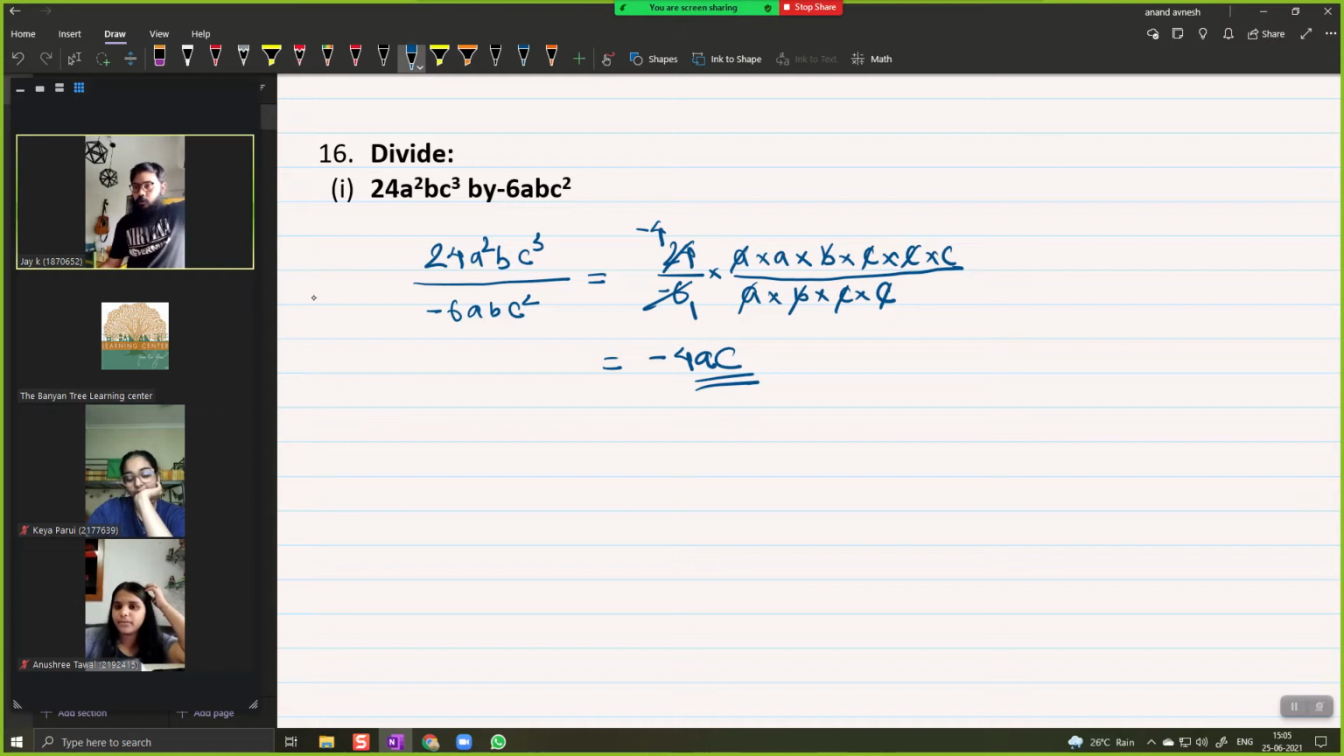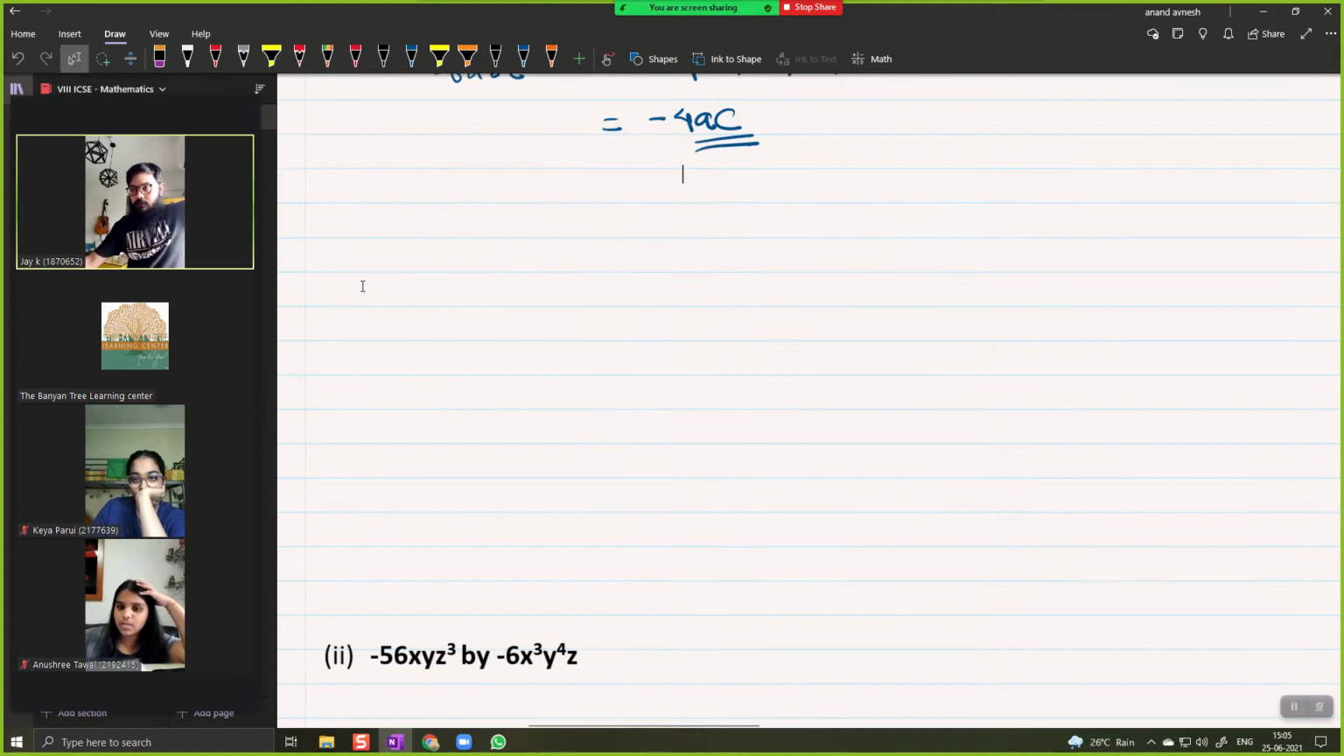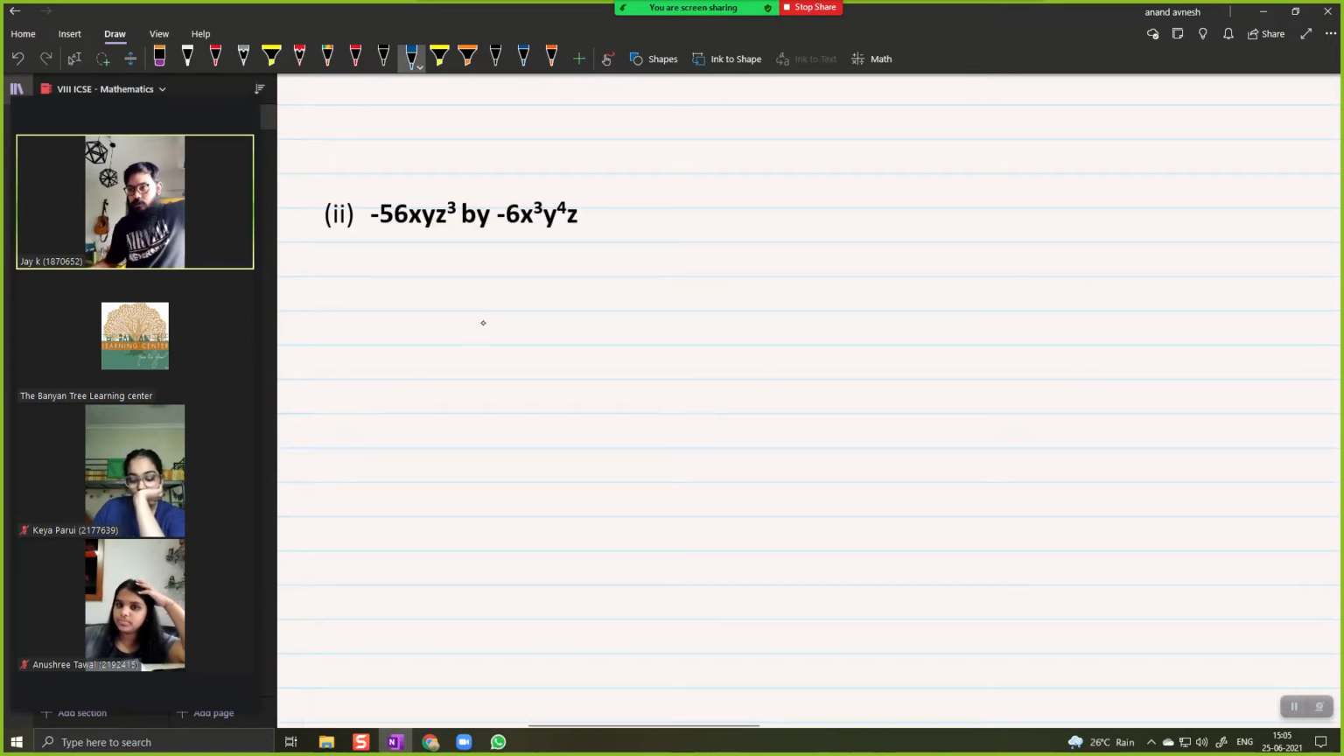Now I'm going to show you the same technique but in a direct manner. Now we are not going to expand and then cut. We are going to do it directly. So please note this one also down. Minus 56 x y z cube divided by minus 6 x cube y 4 z.